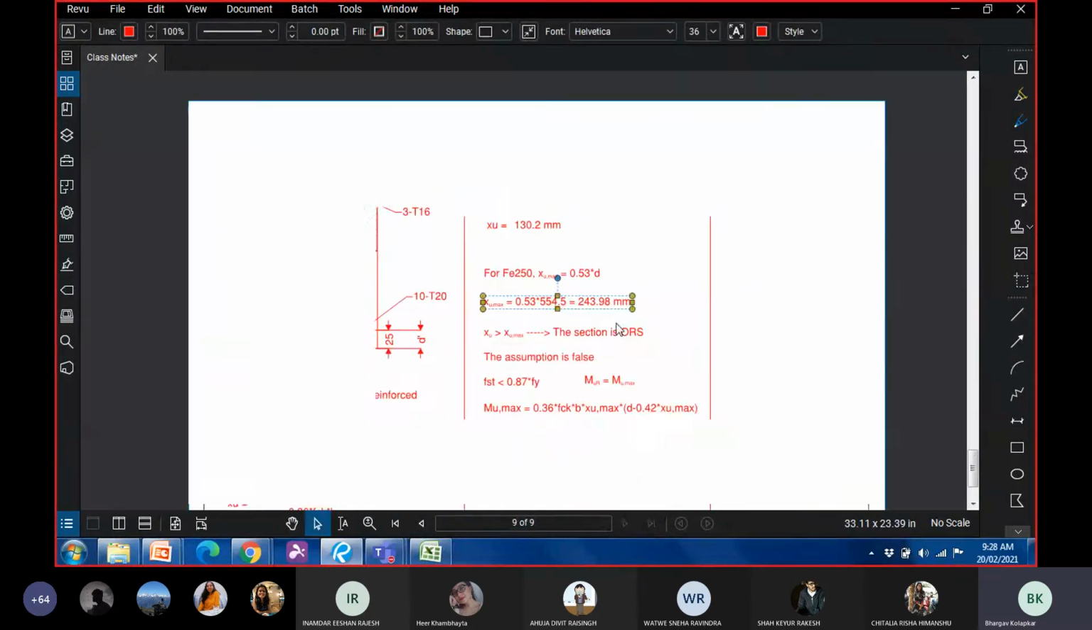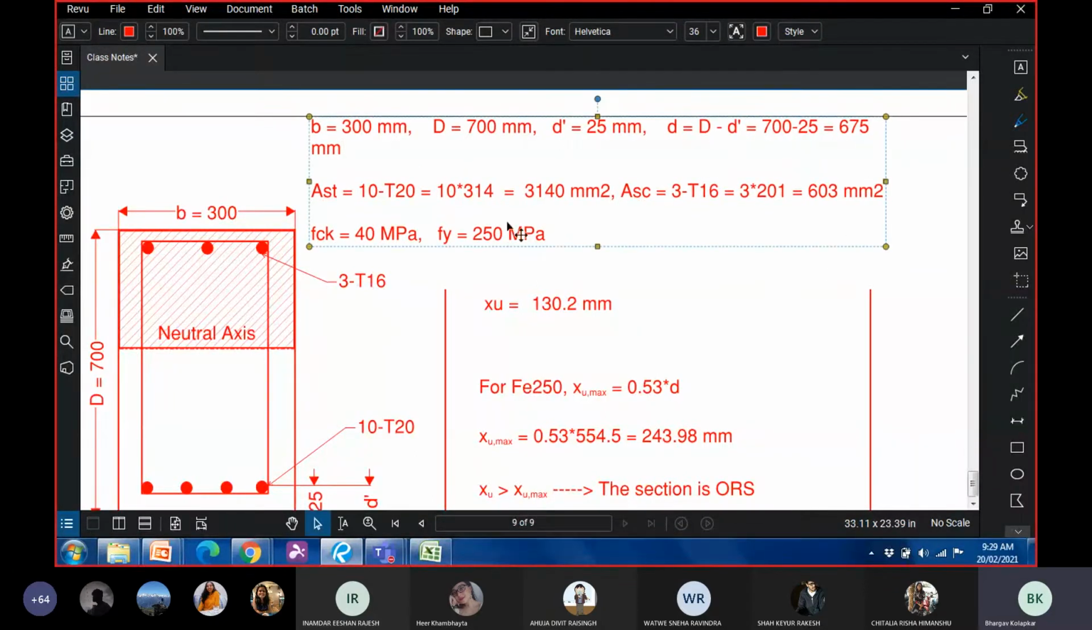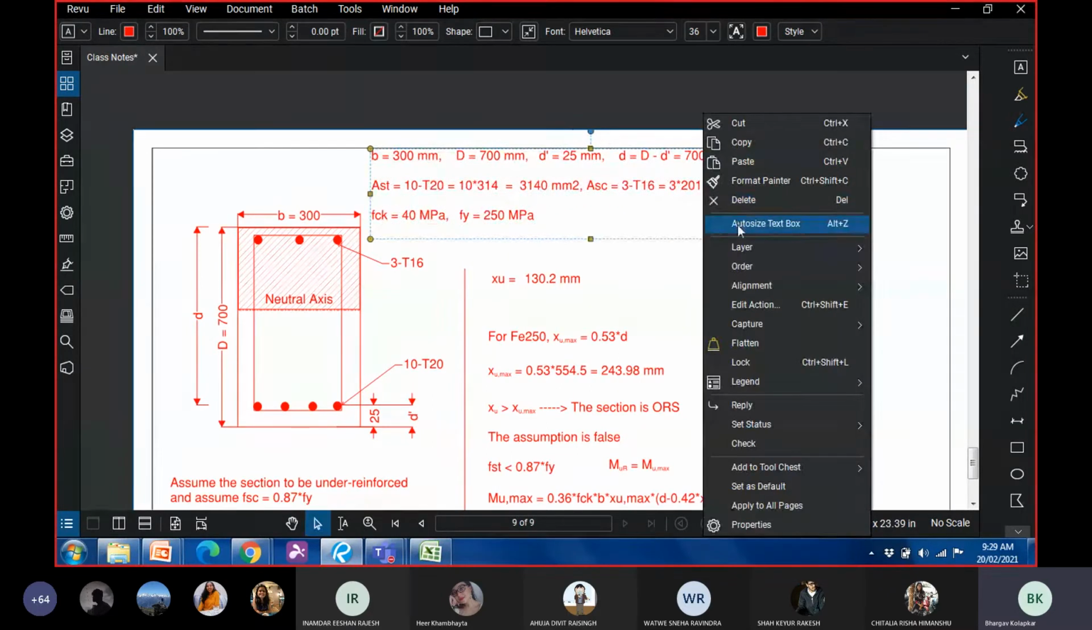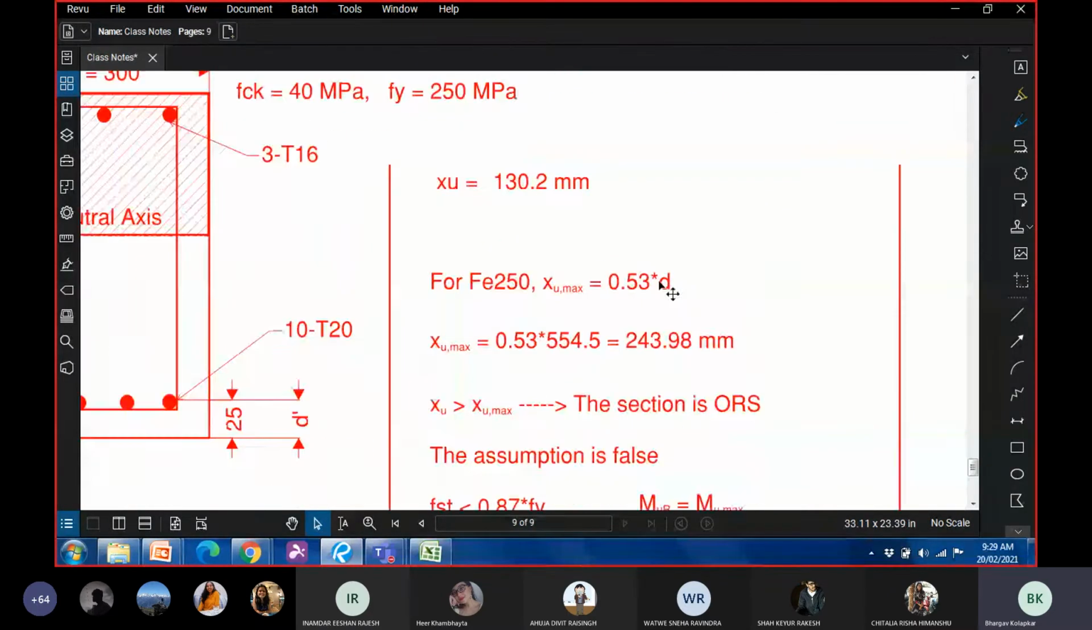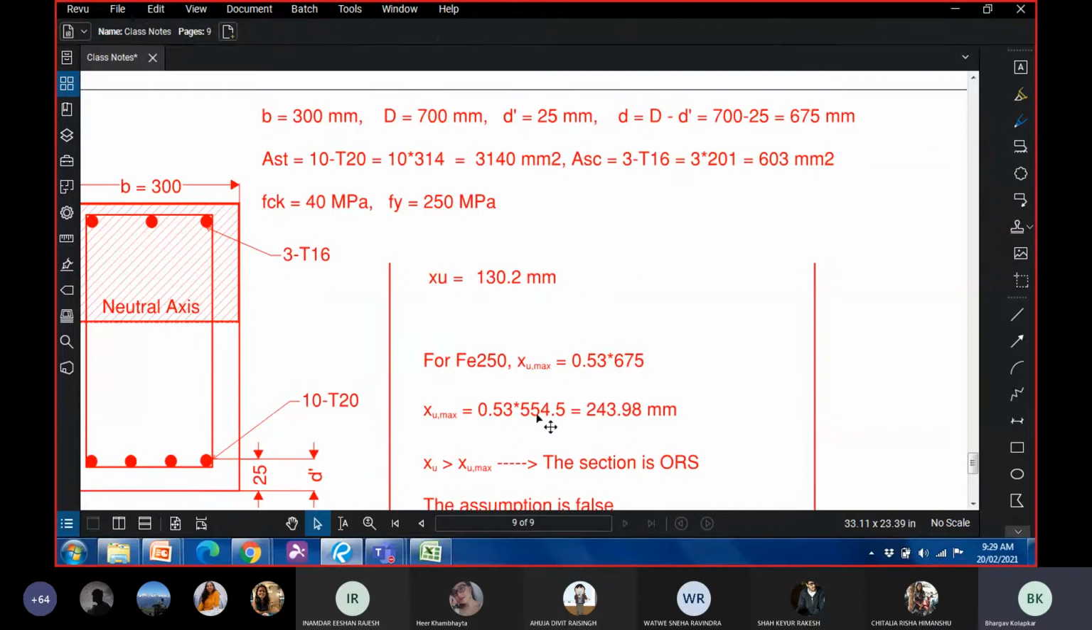Now, what is our D? Perhaps I'll just write it here itself, because it's easier that way. So our capital D is 700. Then we have also been given that our D dash, which is our effective cover, is equal to 25 mm. And therefore, our effective depth is capital D minus D dash, which is equal to 700 minus 25, which is equal to 675 mm. So please write this in the given data. So this is 675. Just in case you want to copy this. So 0.53 times 675.